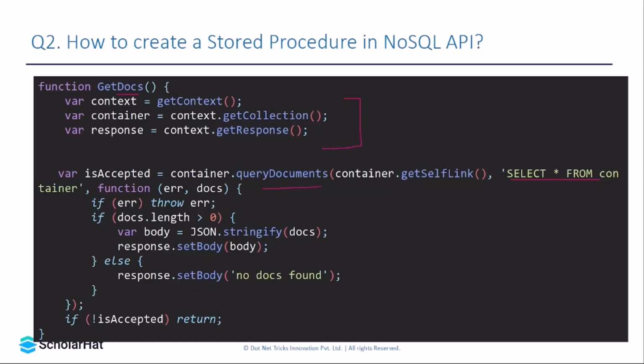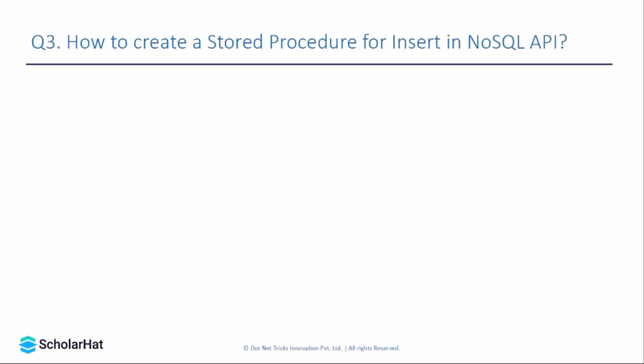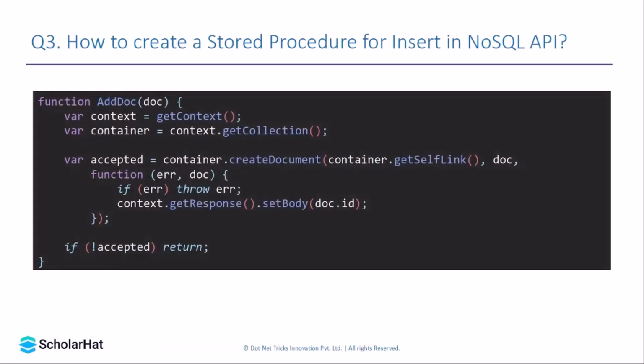In a similar way, in the next slide, let's discuss how to create a stored procedure for insert in Cosmos DB. Again, for insert, you have to write JavaScript code, and you first have to take a context reference, and then the main call is container.createDocument. So in order to write an insert statement, you have to use container.createDocument, and in order to write a select statement, you have to use container.selectDocument.